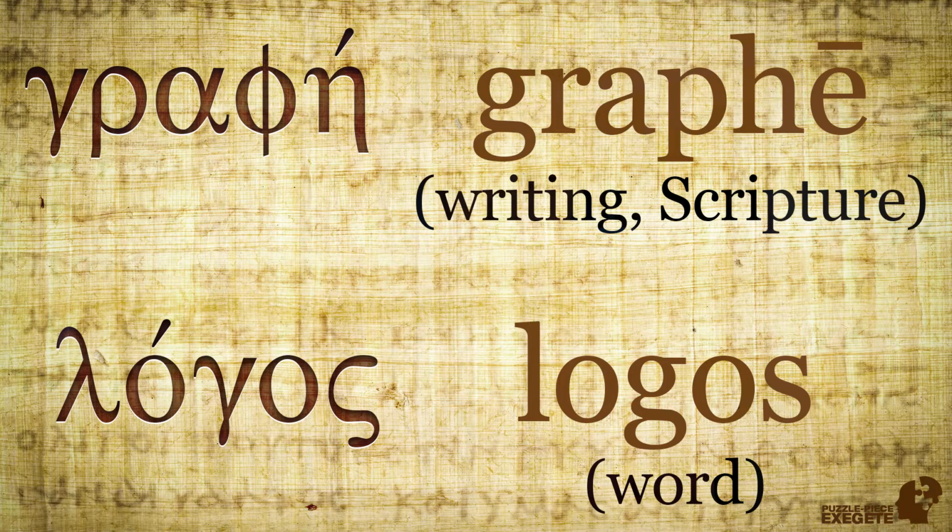All graphe is God breathed, right? We see that in 2 Timothy 3:16. Well, that's the word. Our next word is logos. Now we have our lambda, omicron, gamma, omicron, and our final sigma. Like I said, when a sigma is at the end, that's what it looks like. And so we're going to say logos.